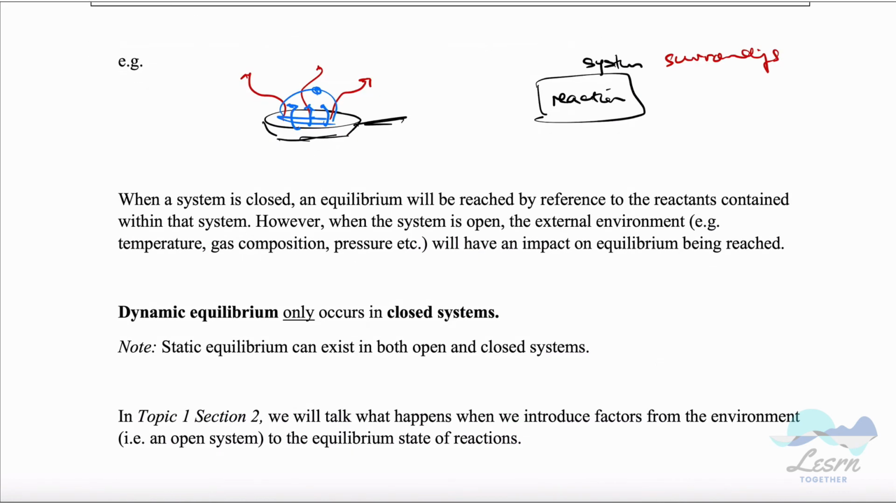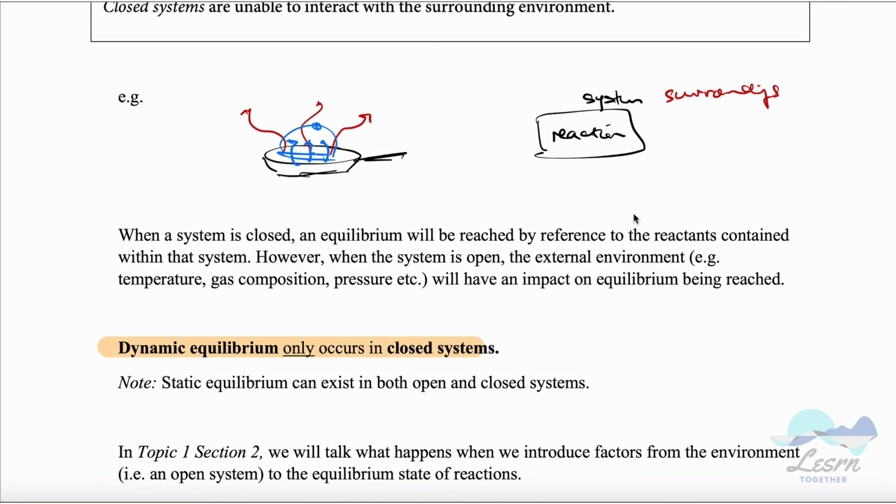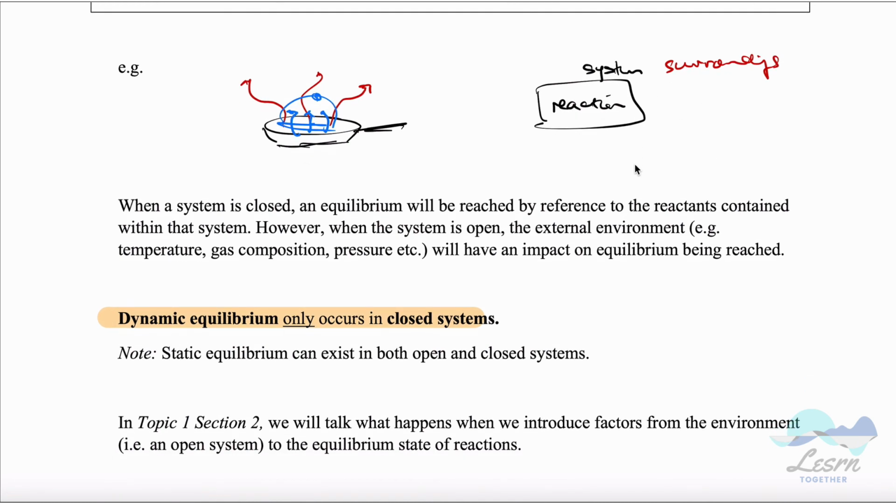This is important because dynamic equilibriums can only occur in closed systems. We can only reach equilibrium when we're in a closed system. For static, it doesn't matter, but we don't talk much about static in chemistry, so we don't worry too much about that. We talk a lot about dynamic equilibrium, and it can only occur in closed systems where the reaction is not interacting with our surroundings. In the next section, we'll talk about what happens to an equilibrium if we temporarily open up the system to the rest of the environment. But the key takeaway here is that dynamic equilibriums only occur in closed systems.